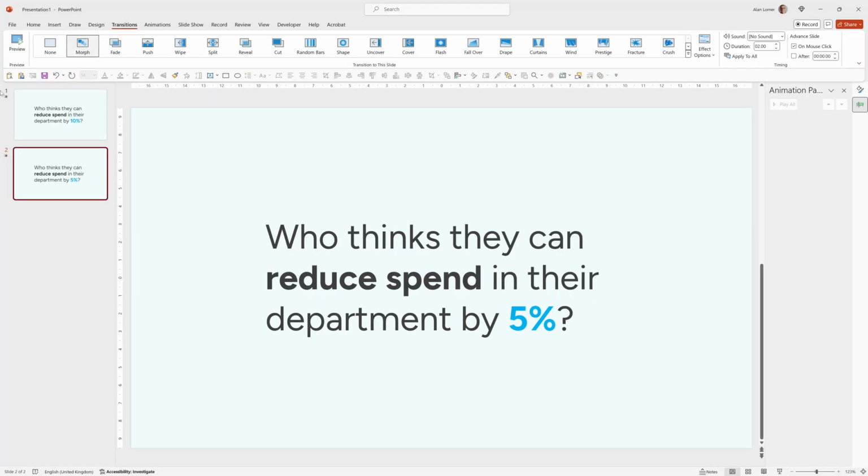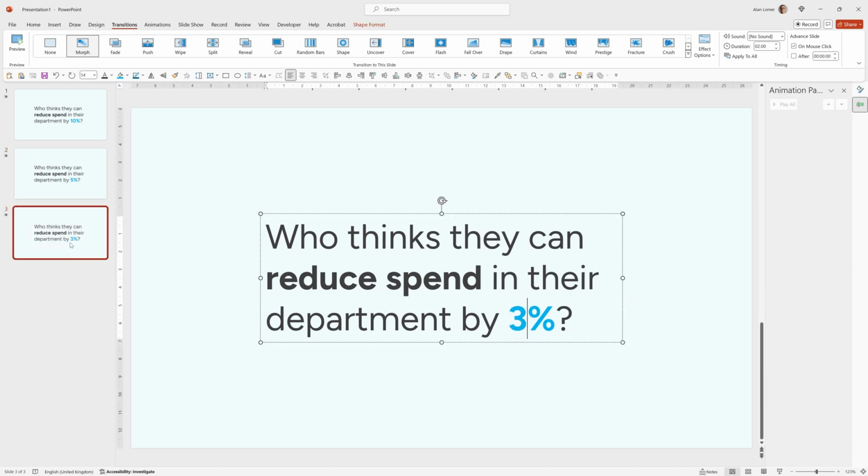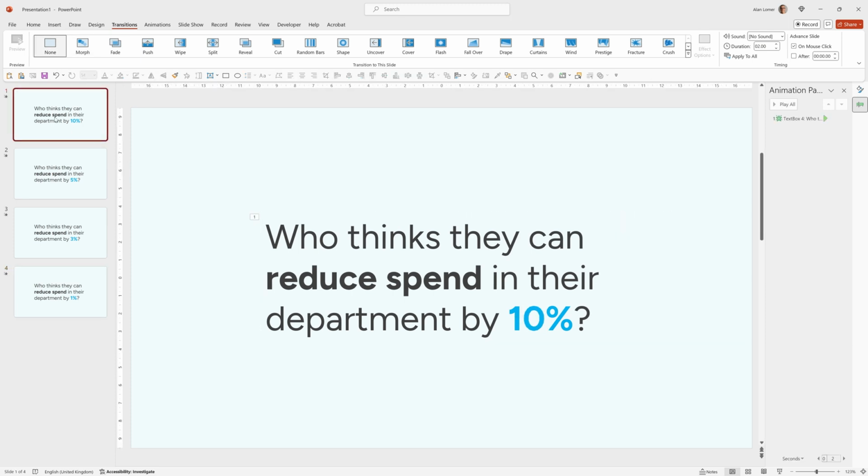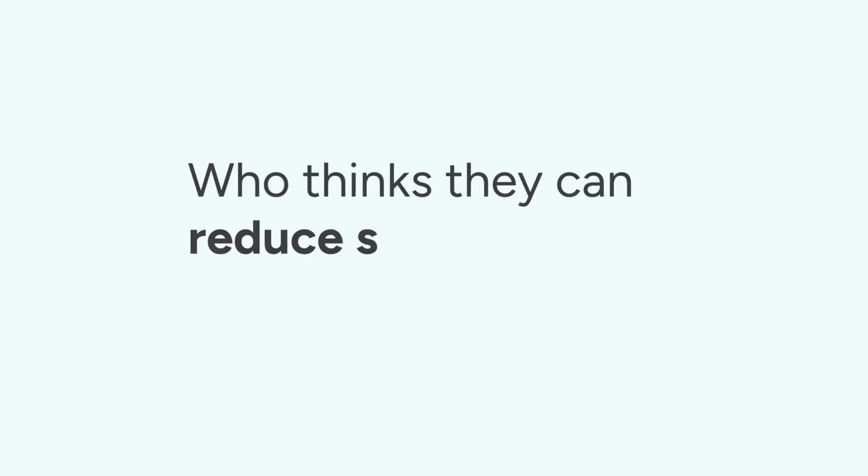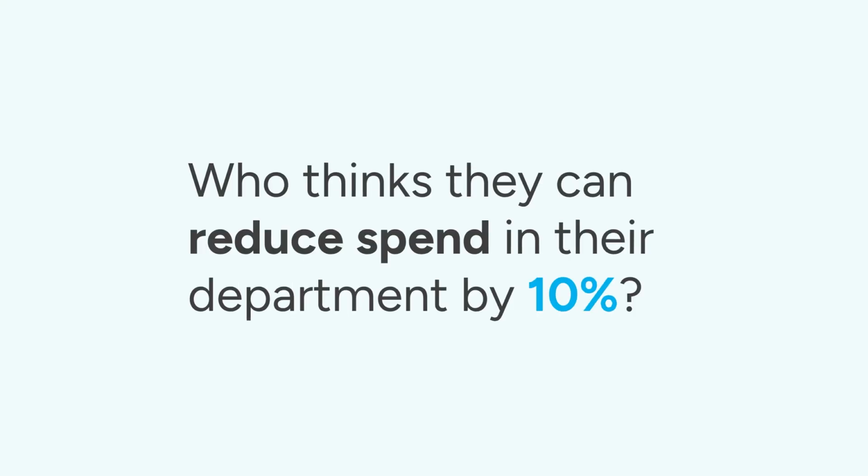Now that's done, it's very easy to create the other slides. So I can Control D to duplicate, change this to whatever I want and Control D to duplicate again. And now that's asked a powerful question. Who thinks they can reduce their spend in this department by 10%? What about 5%? 3%? Or even 1%, a powerful opening hook.